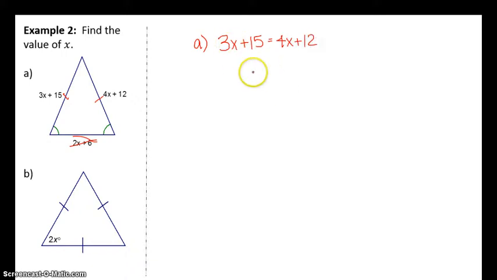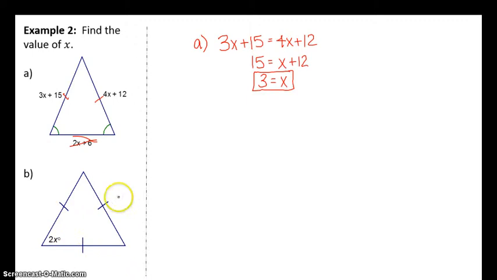Now I'm just going to solve. Minus 3x, I get 15 equals x plus 12, minus 12, so x equals 3, and they just wanted the value of x. Again, remember, side lengths do not add up to equal 180. Only interior angles add up to equal 180 degrees. So I had to use the congruent angles to know that the sides opposite them will be congruent to each other.